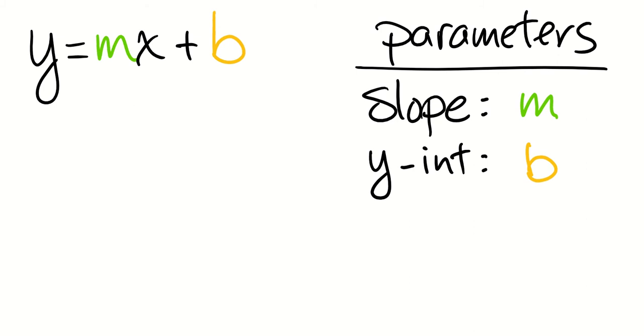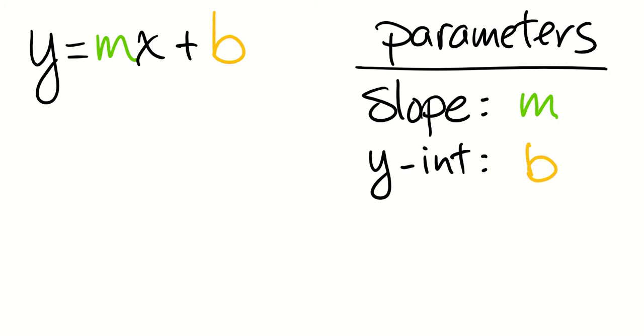The slope is the rise-run pattern that we can read from the graph. It's the same rise-run pattern that we can calculate if we know 2 points. And the y-intercept is that location where our graph is crossing the y-axis.